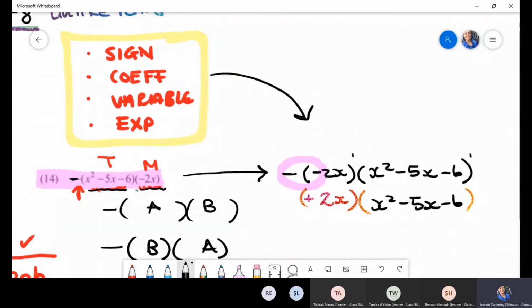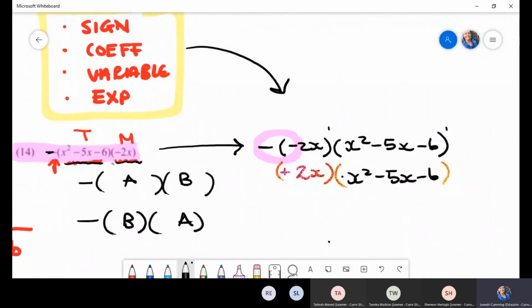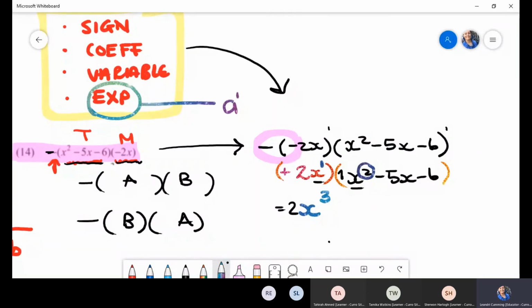Use our checklist. Positive times a positive becomes a positive. 2 times 1 becomes 2. X times x to the power of 2. X to the power of 1 times x to the power of 2 becomes x to the power of 3. Our laws of exponents, that's what's helping us here. Laws of exponents tell us that when we are multiplying the same base, we have to add the exponent. Great, next one.